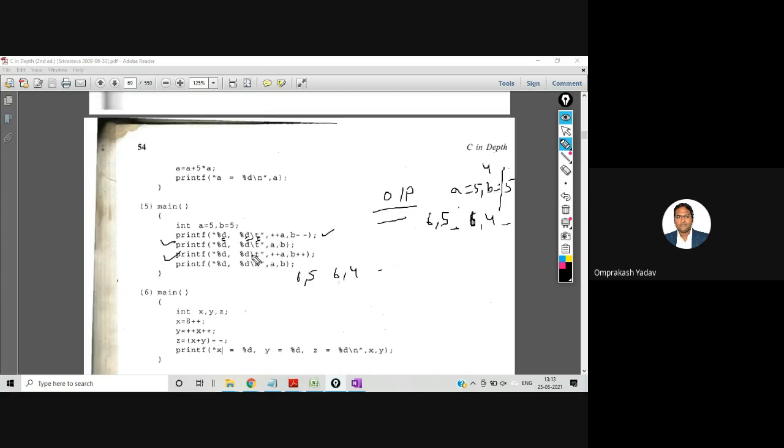Next one, %d comma %d, plus plus a and b plus plus. At present we have the a value and the b value. Plus plus a: first the value will be incremented and then printed, so the value will become 7. And b plus plus: first the value will be printed and then incremented, because this is post-increment. So the b value is 4, and once this statement is over, b will become 5. In the next statement, it's %d comma %d, a and b. The a value is 7, and the b value is 5.